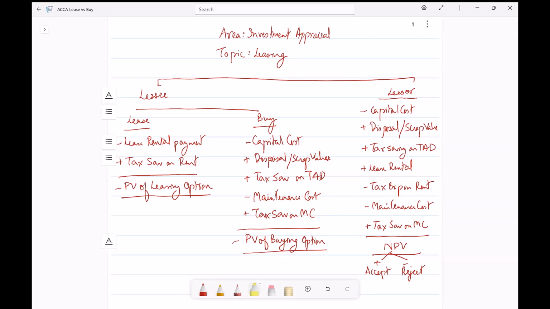We need to compare between two present values. Which two present values? Present value of leasing option versus present value of buying option. Both of these present values are negative. Why are they negative? Because they are costs. So we are supposed to go for the lowest cost. The lowest cost option shall be recommended.